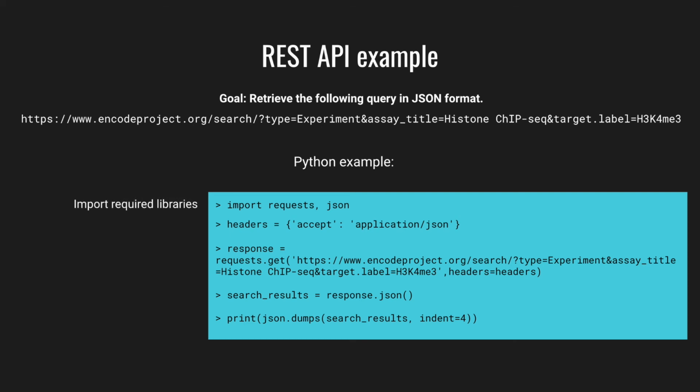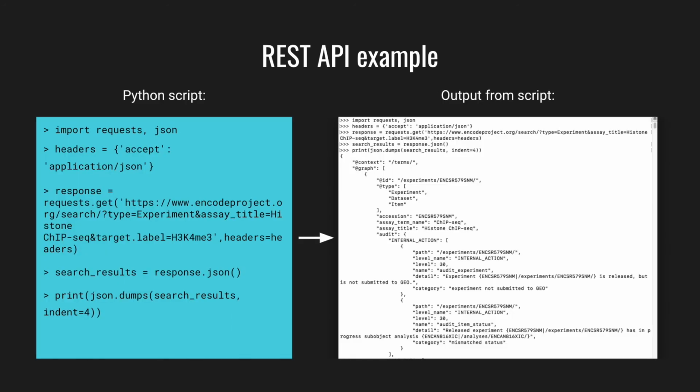Here, we can use the Python requests library. This allows us to use the get method from that library to request our query of interest and store the response. Then, we can parse the JSON object that was returned. Here, some methods from Python's JSON library are used to print the object out to the command line, resulting in the following output.